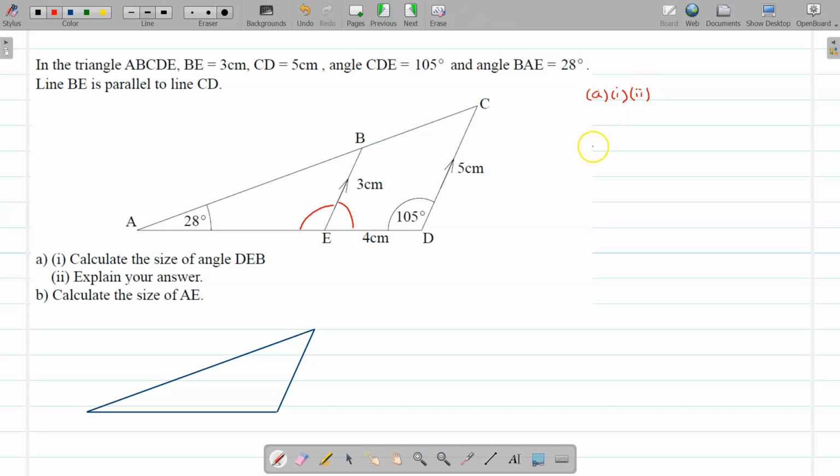So I can say that angle BEA is equal to angle CDA, which is equal to 105, and that's corresponding angles. That's the reason or the explanation.